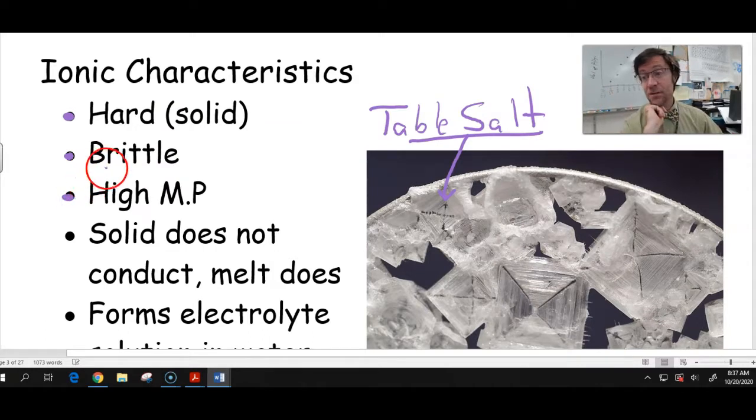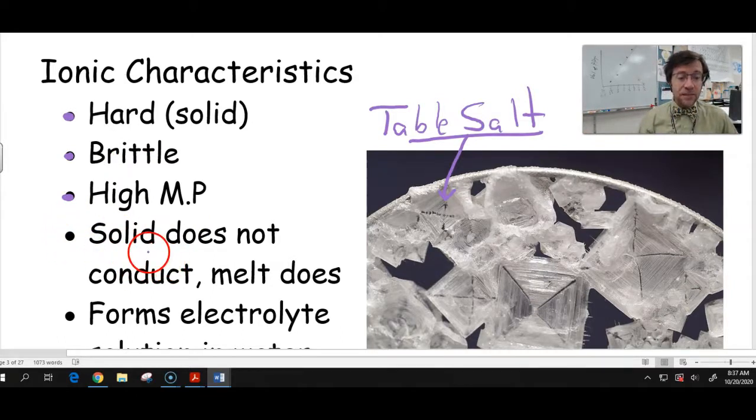I have never seen table salt melt in a kitchen, ever. I can't remember what the melting point of table salt is, but it's some ungodly huge number. The cast iron skillets are going to melt before the salt will. Now, here's a little thing that's weird about ionic things.